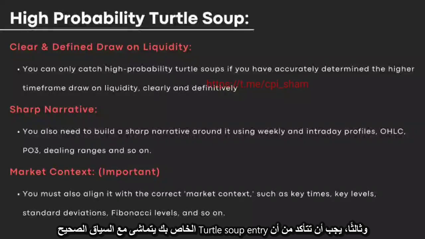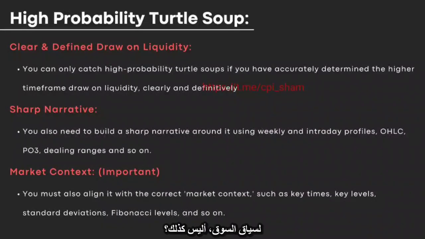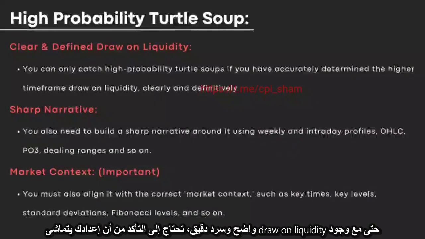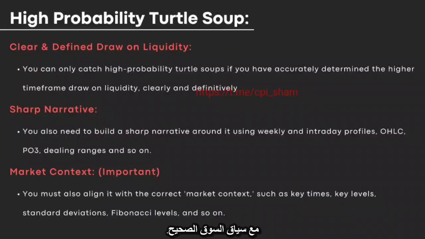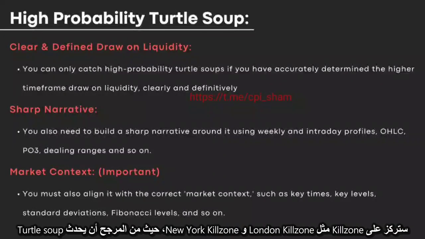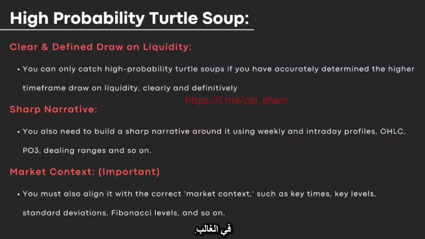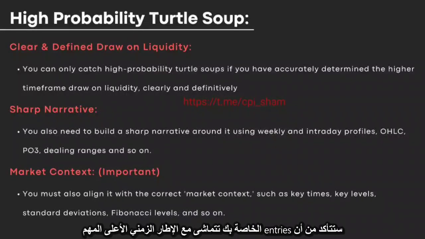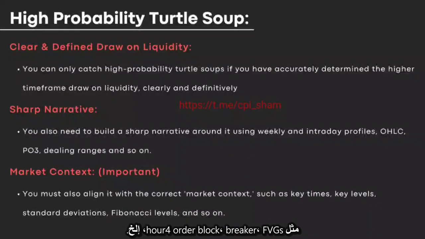And then number three, you have to make sure that your turtle soup entry aligns with the correct market context, right? Even with a clear drawn liquidity and a sharp narrative, you need to ensure your setup aligns with the correct market context. The key elements that make up a market context are key terms. You're going to focus on kill zones, like the London kill zone and New York kill zone, when turtle soups are most likely to occur. You're going to focus on key levels, right? You're going to make sure that your entries are aligned with high time frame significant key levels like 4 hour order blocks, breakers, fair value gaps, etc.